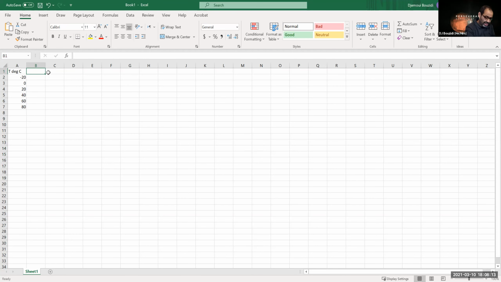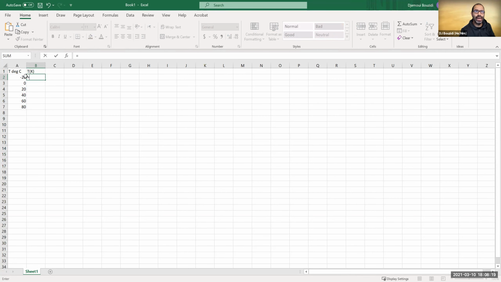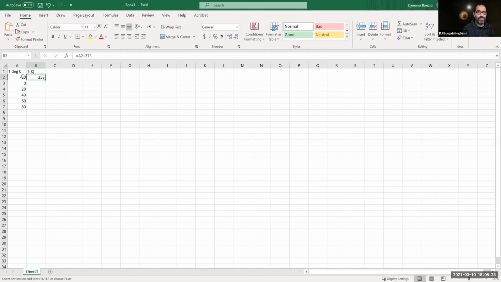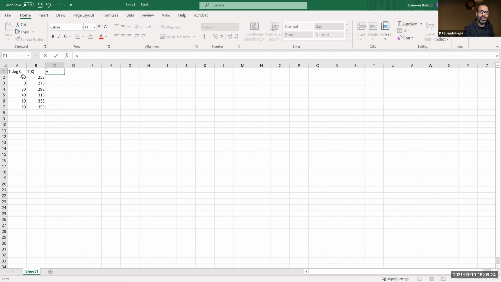Now I need to write T in Kelvin, because I need T in Kelvin. So it's going to be equal to this cell plus 273, and we're going to do the same thing for all of the other values. So this is the temperature now in Kelvin. Now the velocity V is given to us in meters per second, which is exactly the unit we need, so there is no conversion for this one.